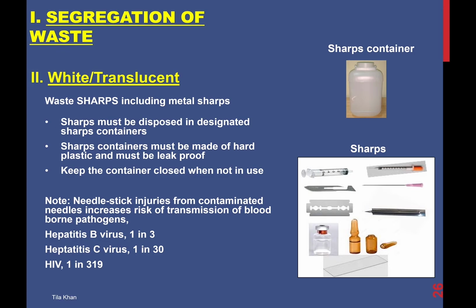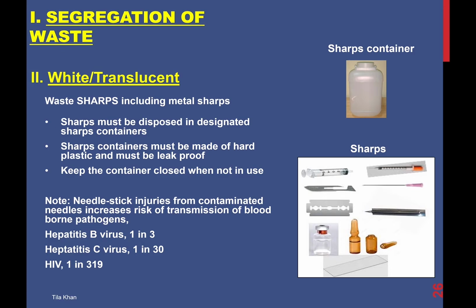Waste sharps, including metal sharps, are disposed in white designated plastic containers. These are called sharps containers. Sharps containers must be made of hard plastic and must be leak proof, and we must always keep this container closed when not in use. The figure on the right shows all the kinds of sharps that will come into this white waste.